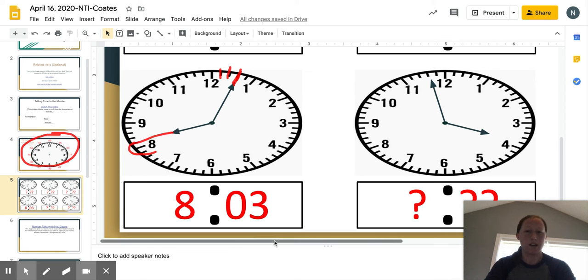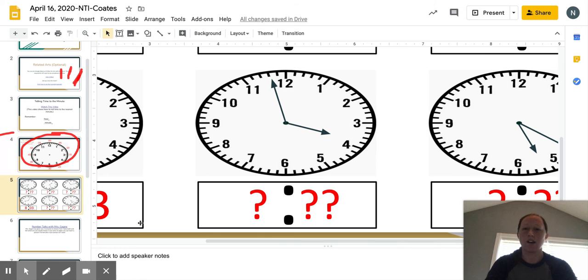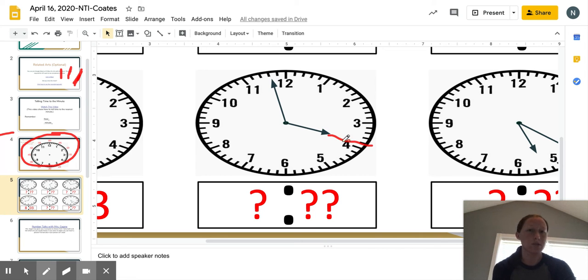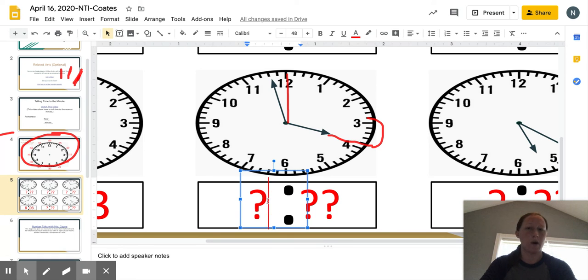Let's try another one. All right, so once again, you look at the hour hand first, the short hand, and it's in between the 3 and the 4. And even though it's closer to the 4, if you look at your minute hand, it is not yet to the 12, to the o'clock. So we wrap this back to 3. It's still 3 something. So I'm going to type that in, 3 something.